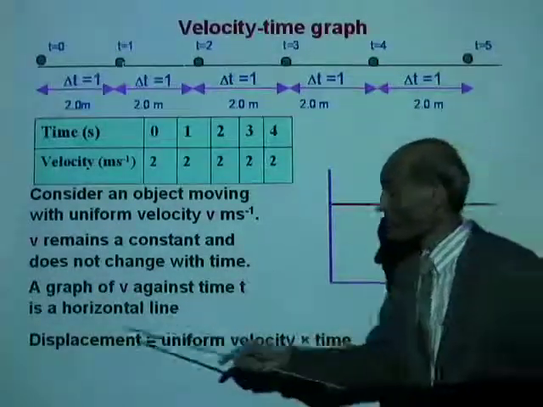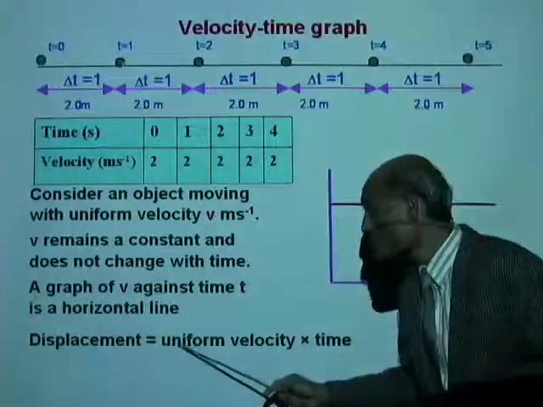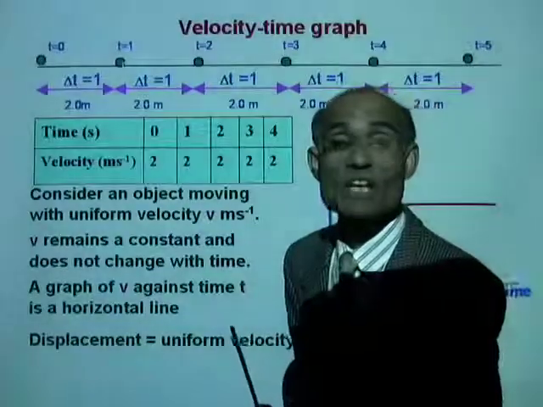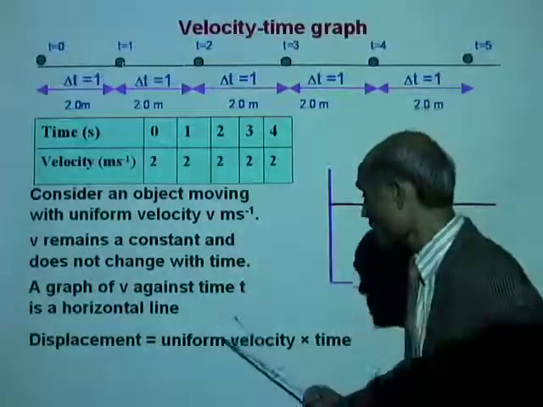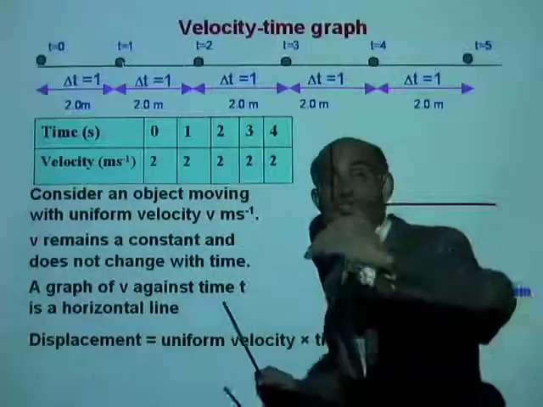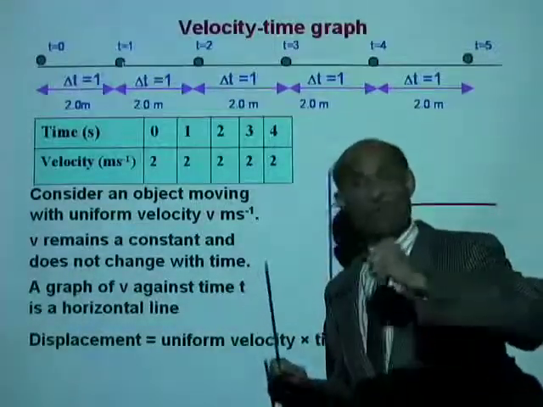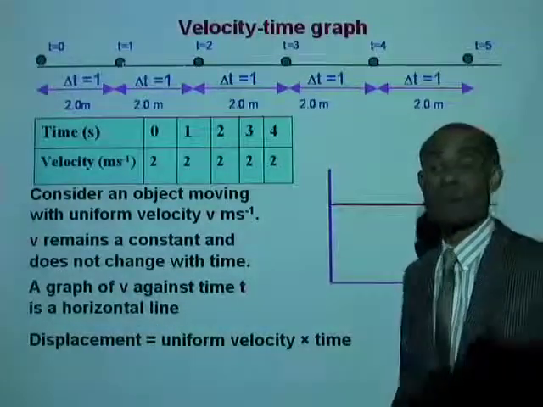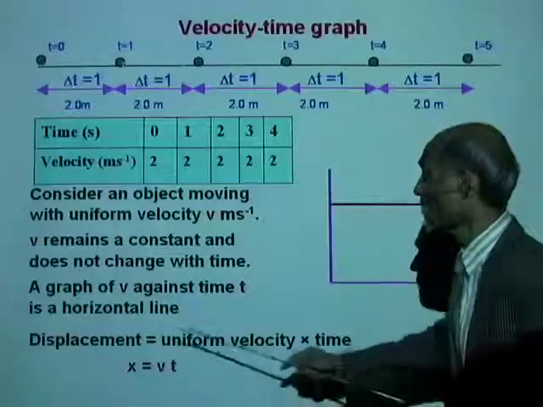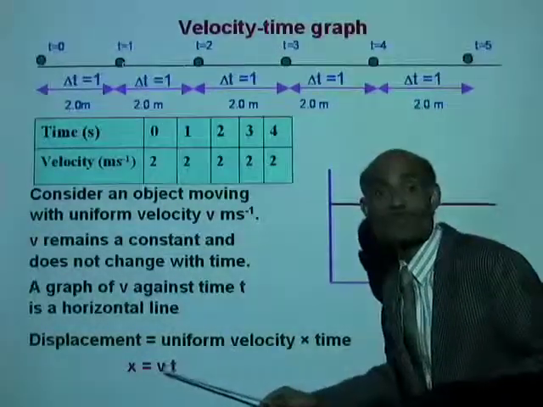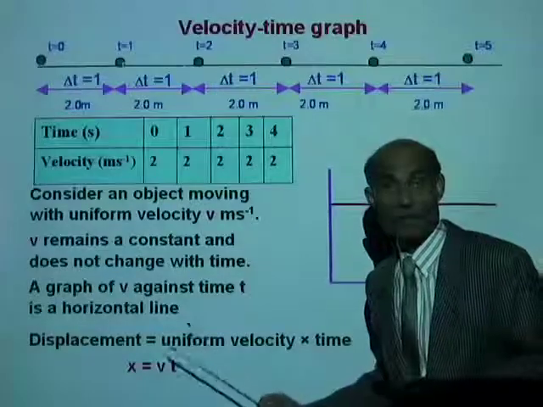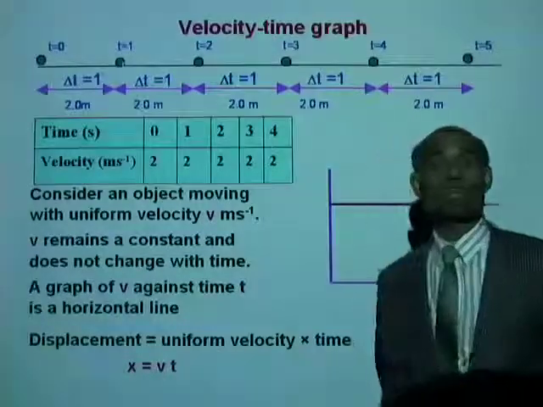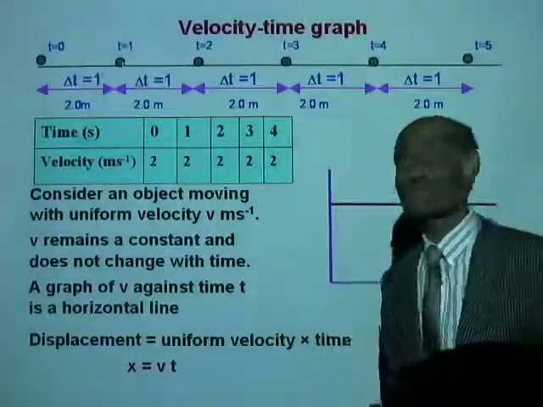Now, you know that displacement equals uniform velocity multiplied by time. That does not need any explanation. Velocity is the rate at which the displacement occurs. Therefore, displacement will be uniform velocity multiplied by time. Now that is x equals v times t. Is that right? If v equals x over t, then x equals v multiplied by t.